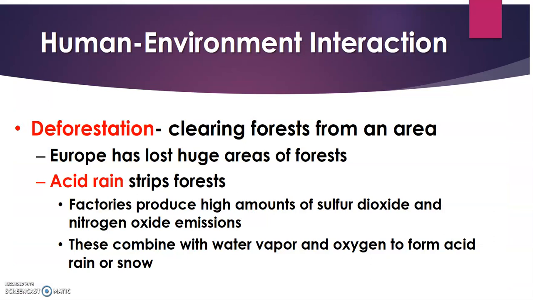Human and environment interaction continued. Throughout Europe, there is a lot of deforestation, which is caused from the acid rain. Now, acid rain is caused because the factories produce high amounts of sulfur dioxide and nitrogen oxide emissions. These emissions mix with the water and oxygen to form acid rain and snow, which eventually causes deforestation.